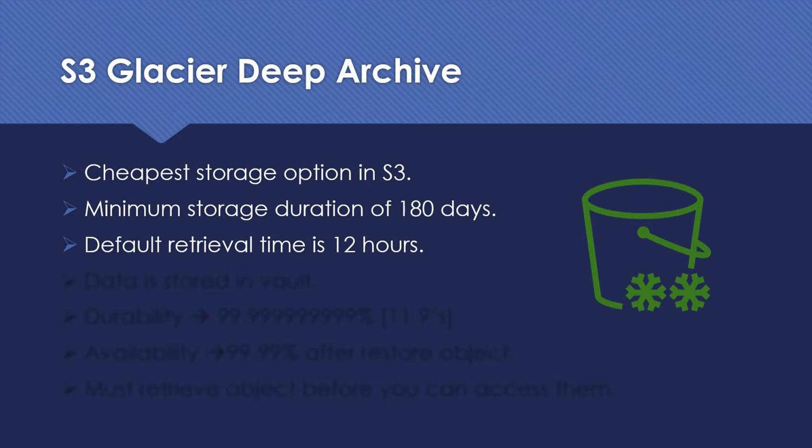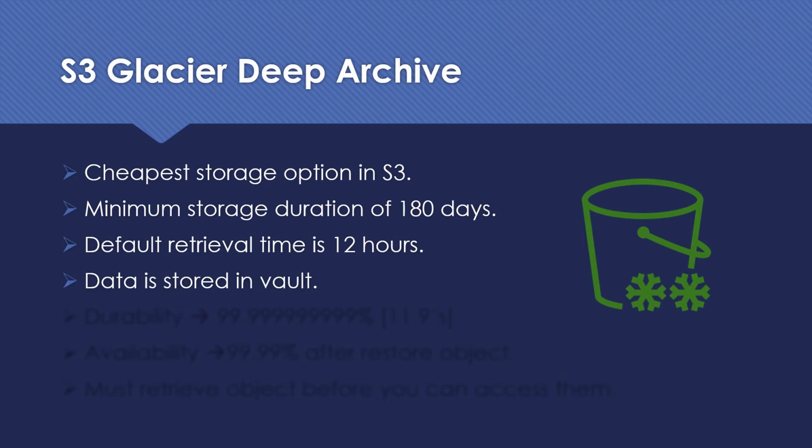So in the question there might be a requirement that you want to archive the data, but you want to access it within a couple of hours or within minutes. Then you will go with the S3 Glacier option. But if it is saying you want the cheapest way to store the data and there is no time limit, it is okay if you are accessing the data in 12 hours or 24 hours, then you will go with the Deep Archive solution. So all these things you need to take into consideration when you are answering a particular question.